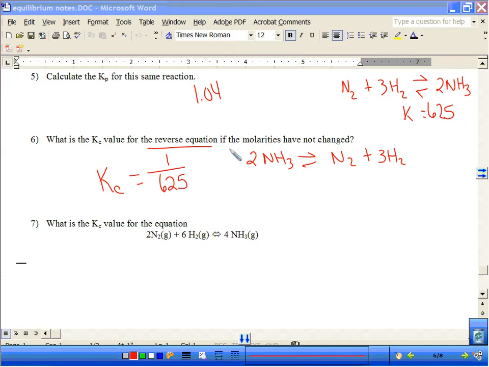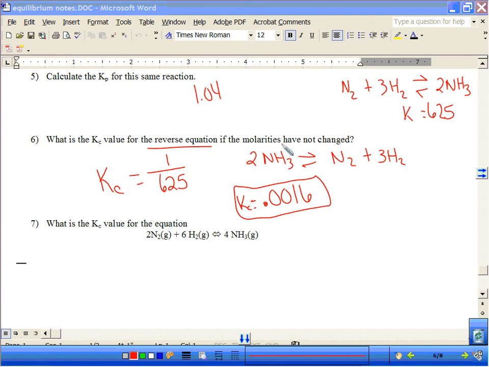I don't know where my calculator went, but 1 divided by 625, I think it was like 39,000 something. I forgot what the answer was. Oh, that was not the right answer. It is 0.0016. So this particular K for this reverse reaction is very, very small, and it is favoring our products. No, I'm sorry, that is favoring our reactant there.